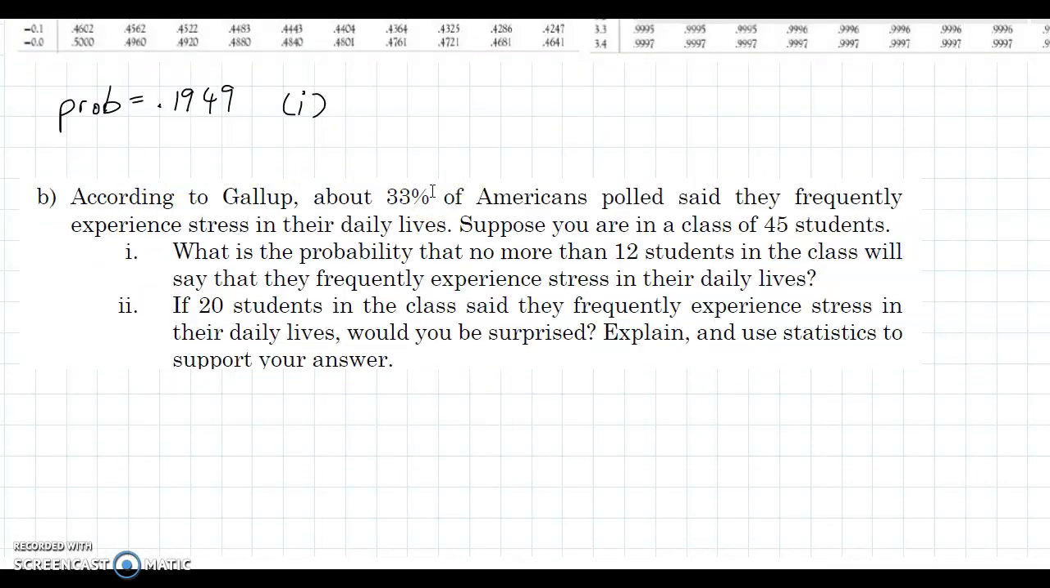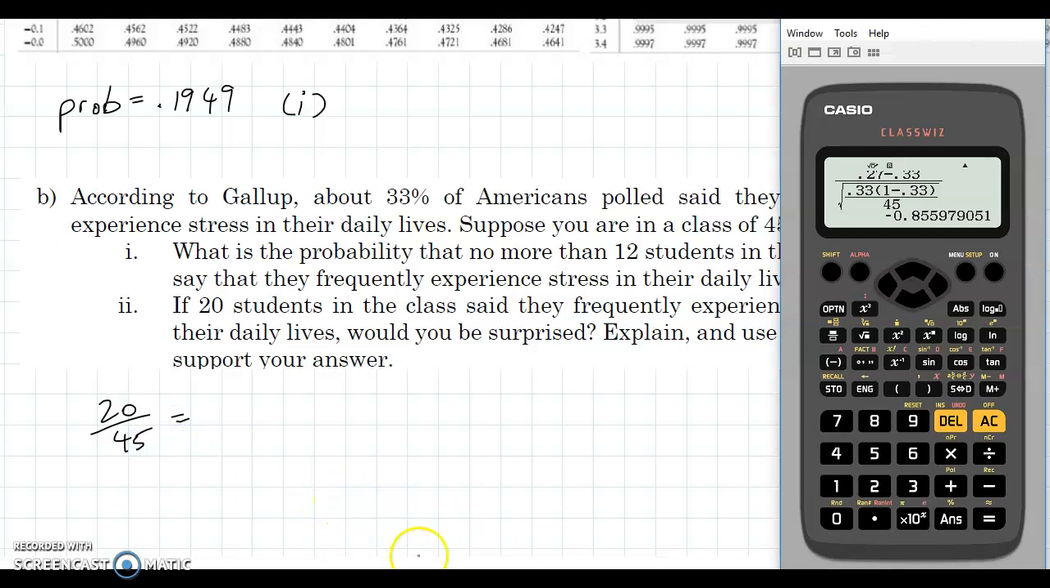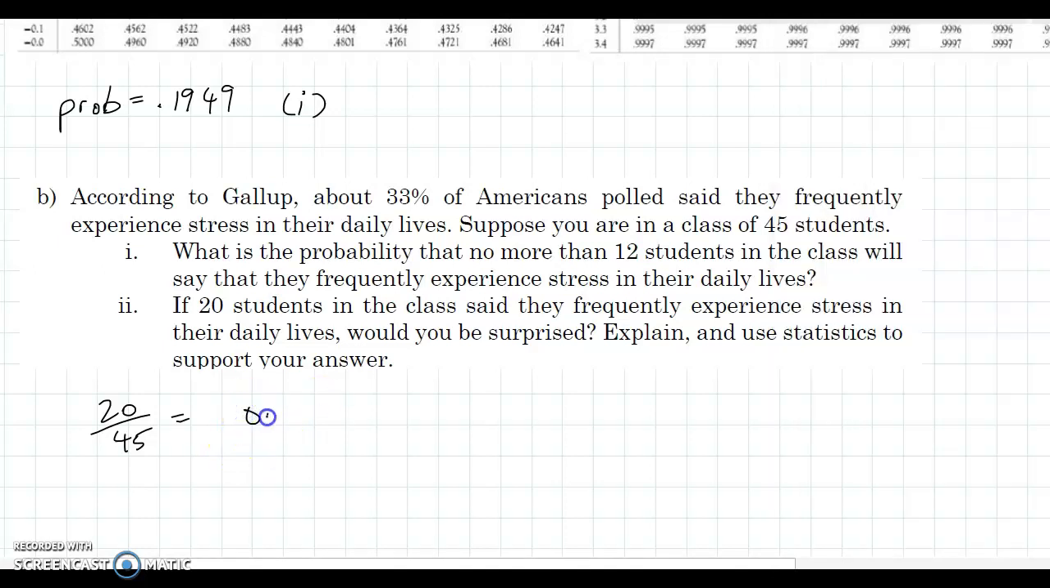Part 2, if 20 students in the class said they frequently experience stress in their daily lives, would you be surprised? Explain and use statistics to support your answer. Well, 20 out of 45, roughly looking at it. Let's convert that into a proportion. We have 4 over 9 or 0.44. So that would be the sample proportion in this case.